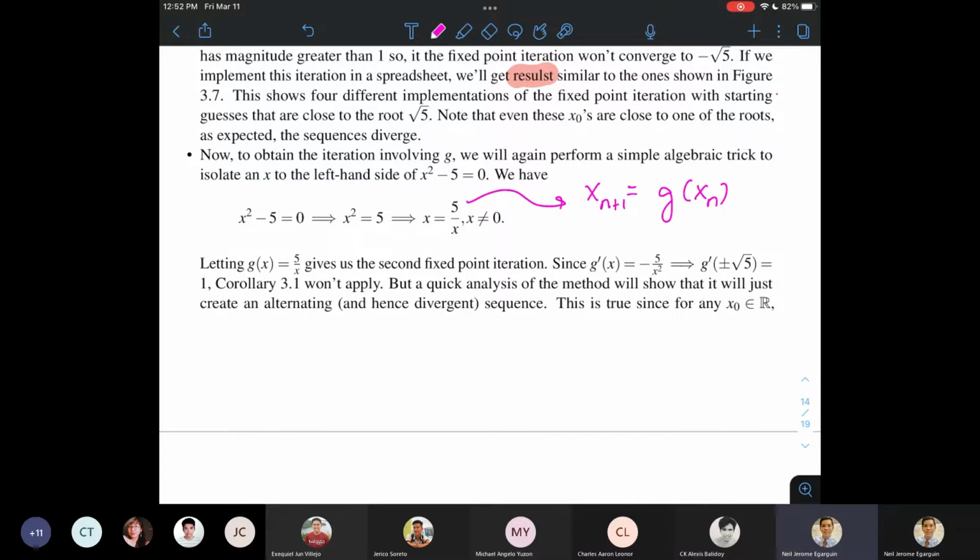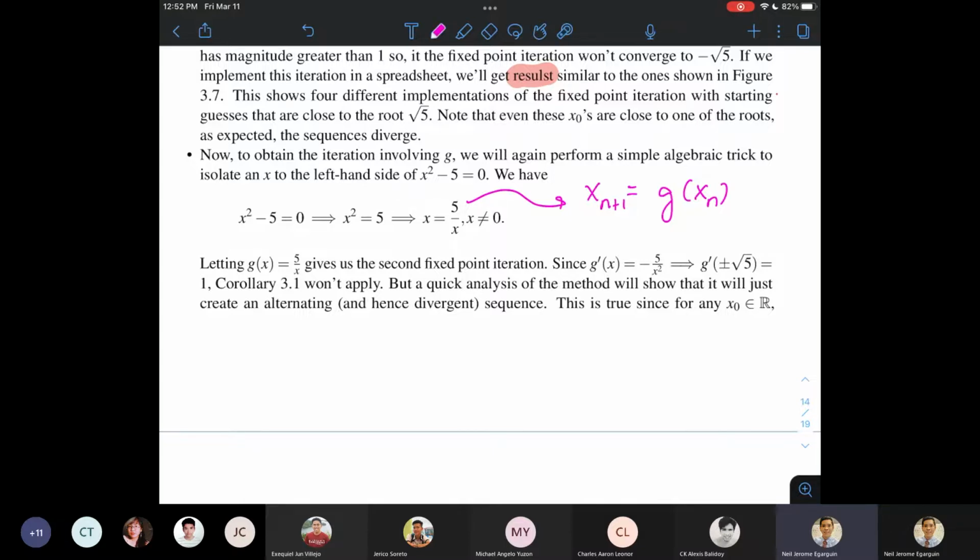However, if we plug in plus or minus root 5 into the derivative of g, ang g prime ay negative 5 over x squared. Pag pinlagi natin si plus or minus root 5, ang sagot ay equal kay 1. So hindi mag-apply si corollary 3.1 kasi naging equal kay 1 yung derivative. Pero pag inanalyze nyo ng konti, pwede nyo itong gawin sa Excel or pwedeng mano-mano nga, makikita nyo na hindi na talaga ito mag-converge kasi ito ay magiging alternating sequence.